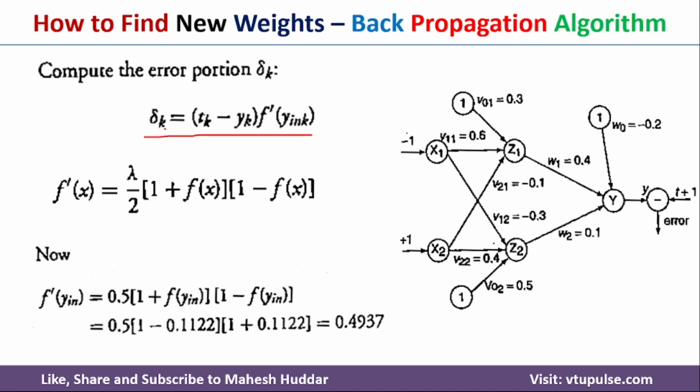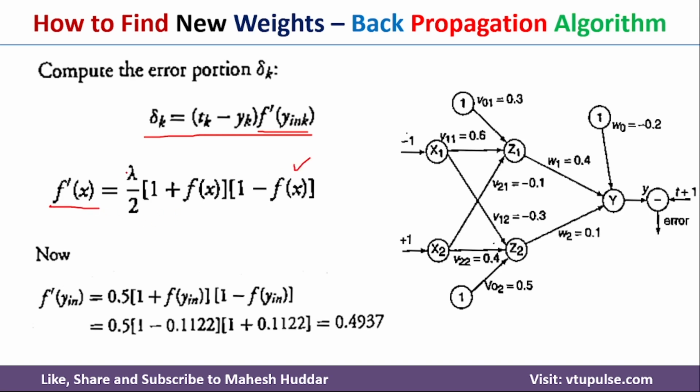Only one, so it will become 1 in this case. So delta 1 is equivalent to T1, that is the target, minus calculated value, that is y1, multiplied by f dash of y in 1, that is nothing but y in here. But the question is, what is f dash here? F dash of anything, that is f dash of x, can be calculated using this equation.